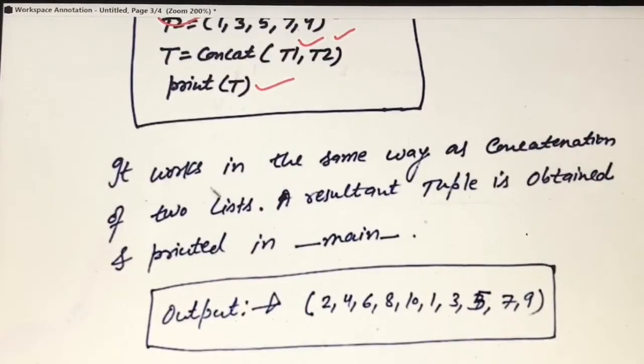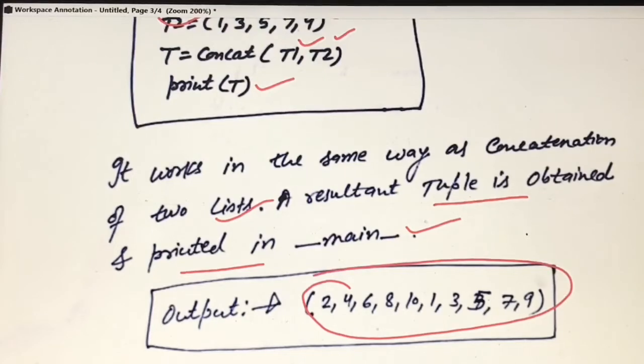This will be the output. It works in the same way as concatenation of two lists. The resultant tuple is obtained and printed in the main. So we will get the tuple like this. Only this parenthesis is used instead of the list symbol. That is the only difference.